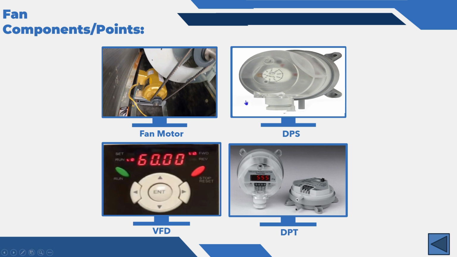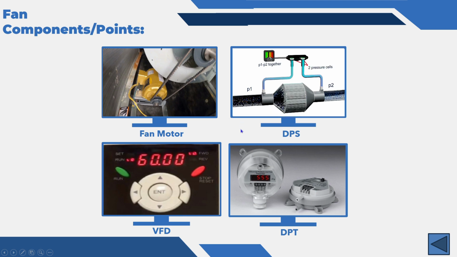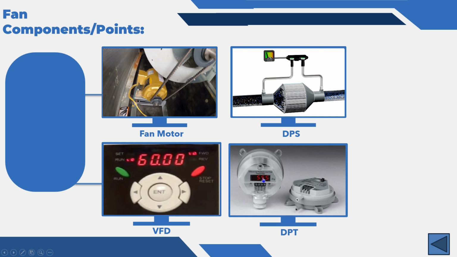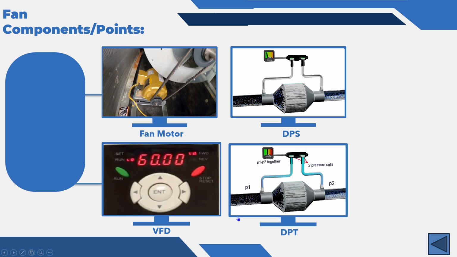Here is the DPS video. Its mechanism is simple. It consists of a positive and a negative tube, measuring the difference between them. When the difference reaches the set value on the DPS, the device sends a signal indicating there is an airflow in the fan. Now the DPT video. It works similarly to the DPS, but differs by sending a signal indicating the current pressure difference. For example, 100 pascals or 400 pascals. In contrast, the DPS only alerts if the pressure difference exceeds a set value.